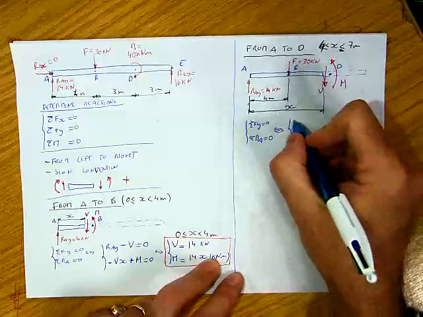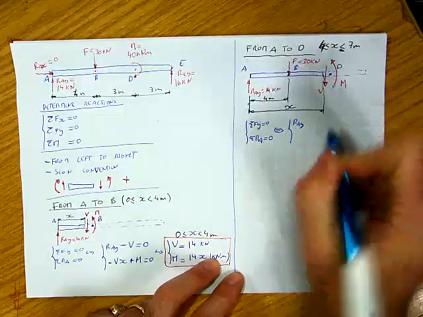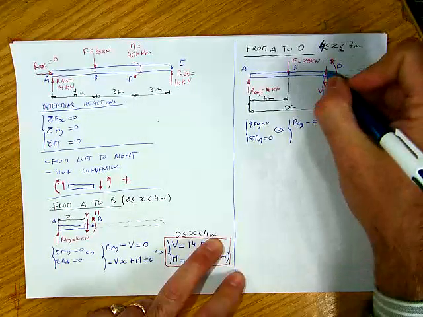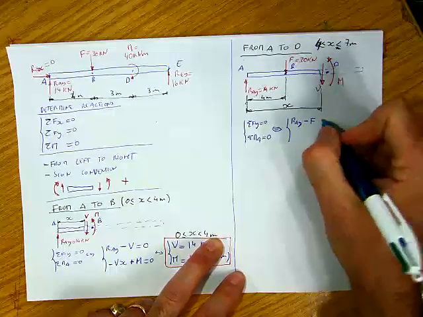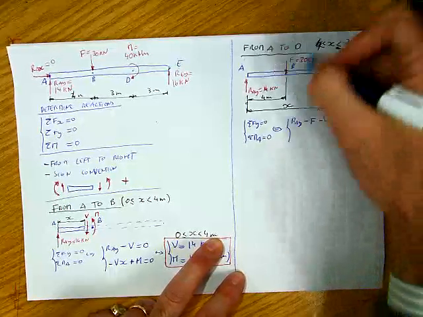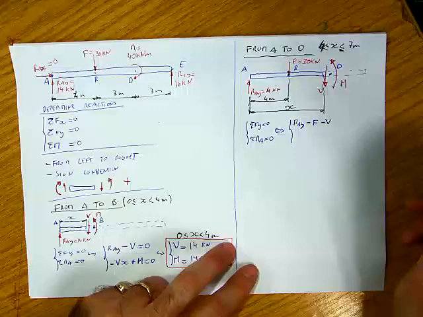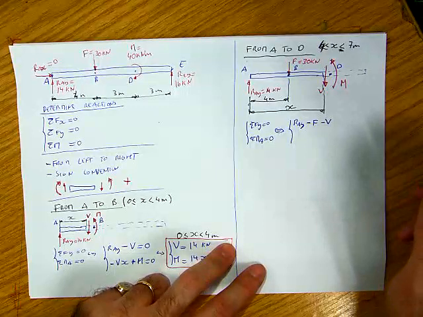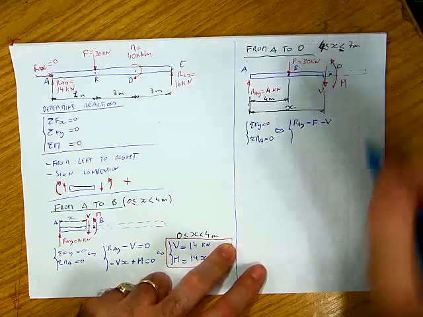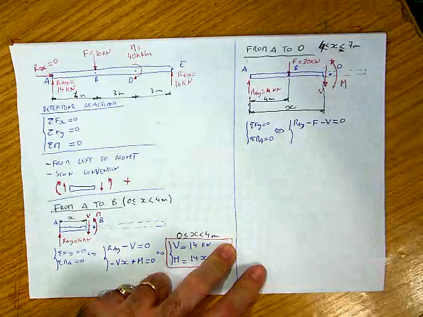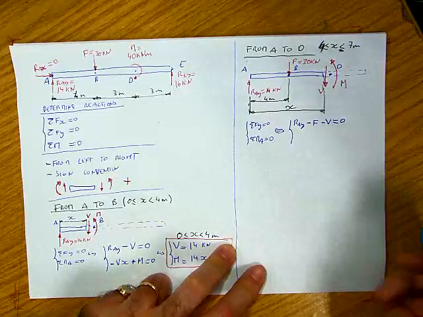I have RAY, positive because it goes up. F goes down, so it's negative, minus F. V goes down, so I need to represent it with a minus sign, although this is what we call the positive sign convention for the shear diagram. But it's down, so it's minus, and this is going to be equal to 0 because I don't have any more forces in the vertical direction.